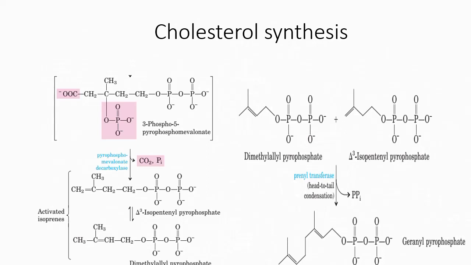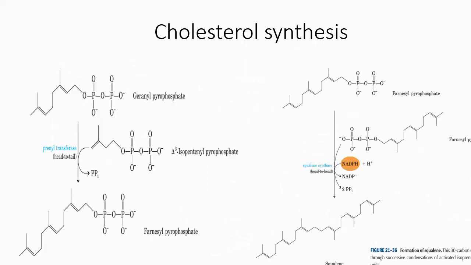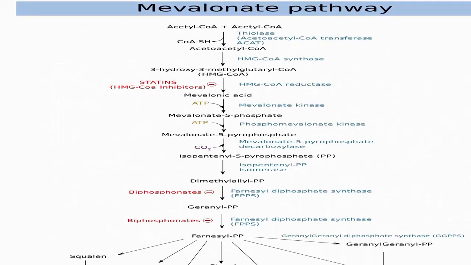Here we have all this stuff. We have the geranyl pyrophosphate, and then we have the geranyl pyrophosphate forming farnesyl pyrophosphate. Now the farnesyl pyrophosphate will condense with another farnesyl pyrophosphate to form what we call squalene, and squalene will be a 30-carbon molecule, and this process involves the reaction by what we call squalene synthase. So this is just an overview of the mevalonate pathway.